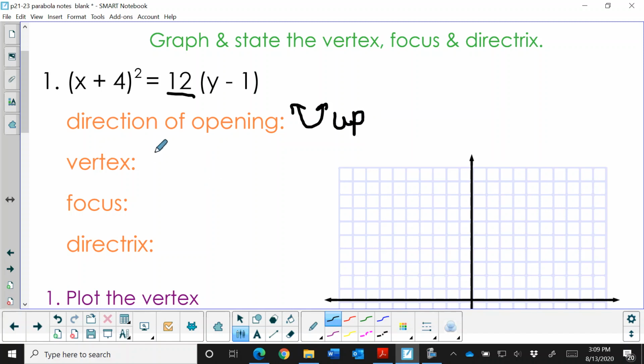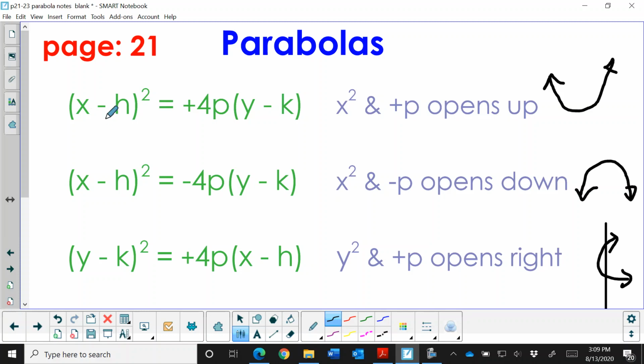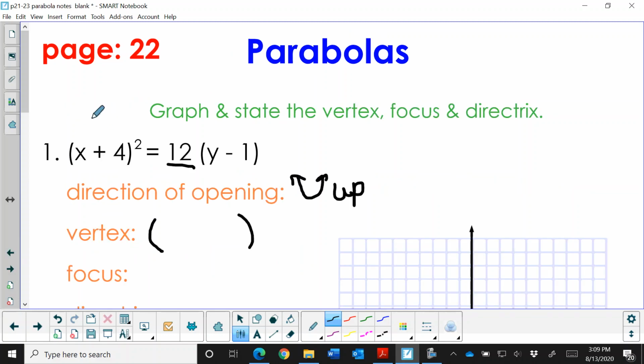Okay, the vertex, we're just going to look for h and k. Now, if you go back to your formulas, I'm going to flip back for a second. Okay, it's x minus h. So since this is a positive 4, it's always the opposite sign, so h is minus 4. And the same thing with the minus k, that's just positive 1. So these are always the opposite sign of what you see in the equation.